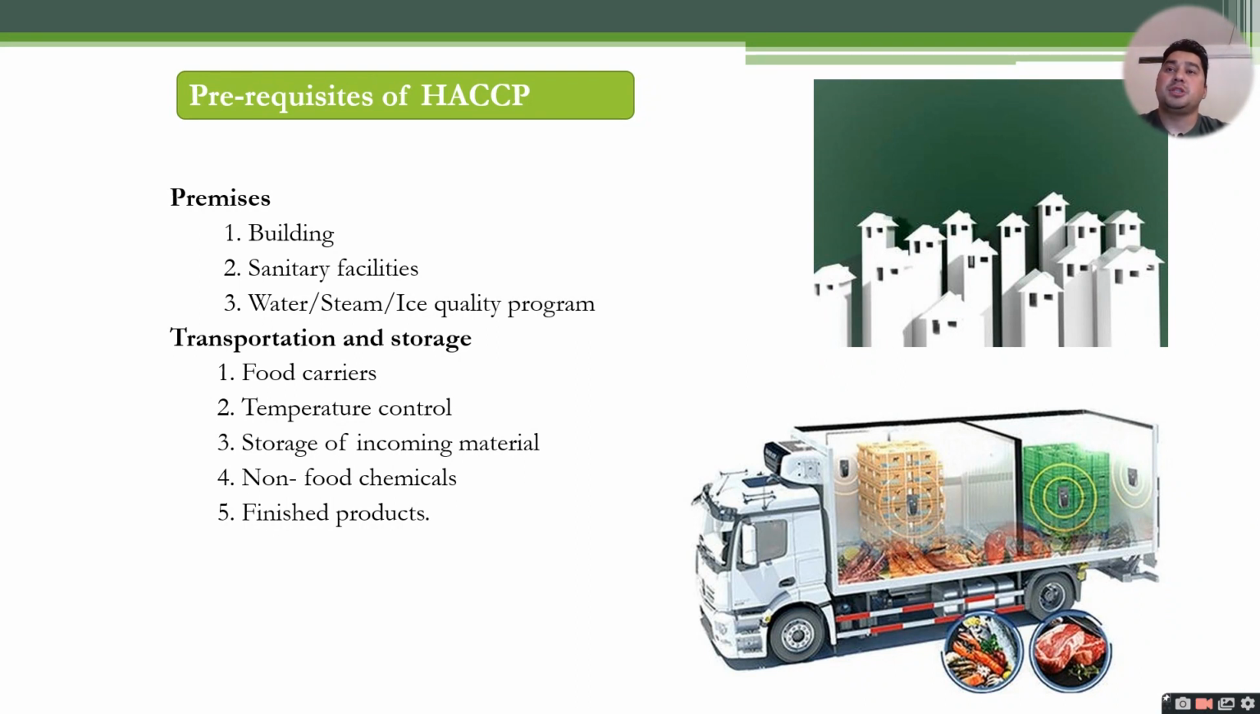After that, you have transportation and storage: food carriers, temperature control during transportation, and storage of incoming material, where you are going to store it. Non-food chemicals and food items should be kept separate. Different vehicles, and finished products: how you are going to transport them and how you are going to store them. All these things will come under transportation and storage.